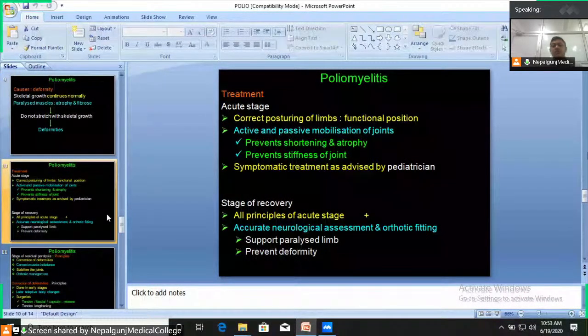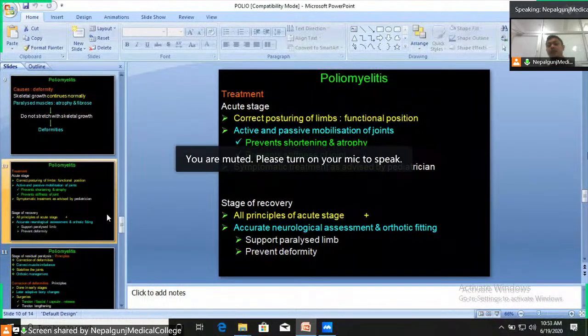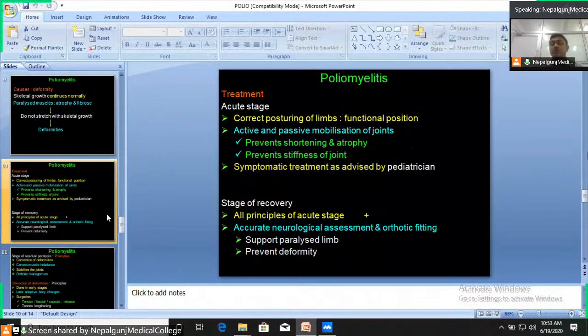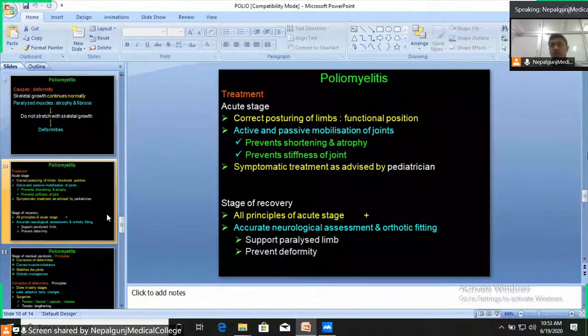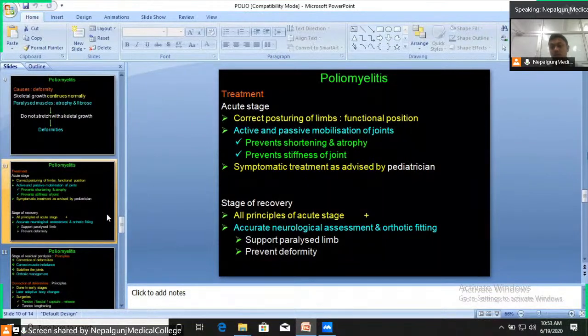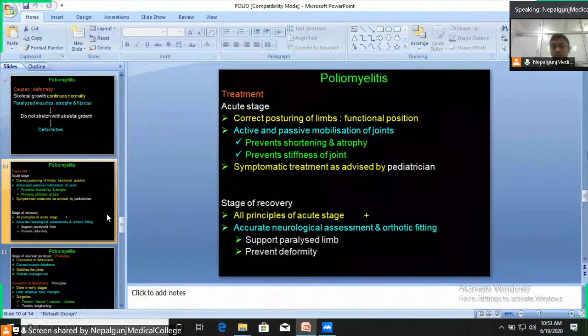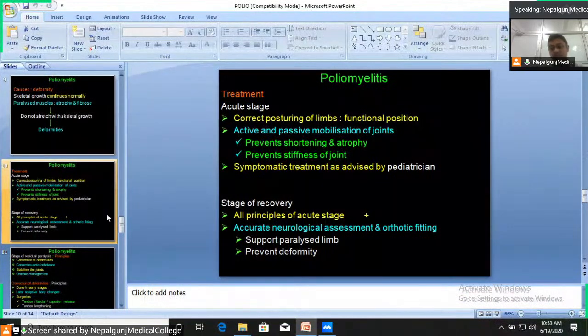So coming to the treatment of poliomyelitis, if a child presents to you in the acute stage, the correct posturing of a limb in the functional position is very essential. Limbs should be corrected or posted in a functional position, either in splints, or some sort of plastering procedure, or whichever way the patient is comfortable. Associated with the splints, the active and passive mobilization of the joints is very essential. It prevents shortening as well as atrophy, and it prevents stiffness of the joint. The symptomatic treatment can be conducted as per advice by the pediatrician.